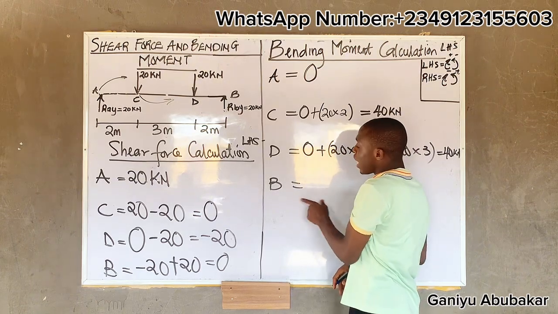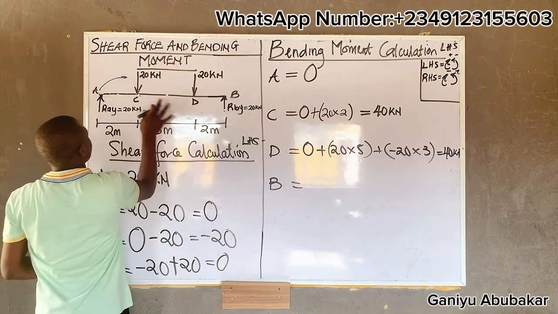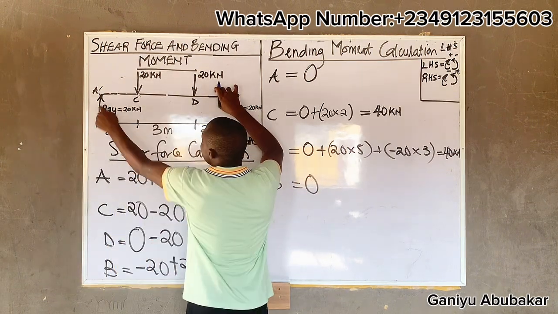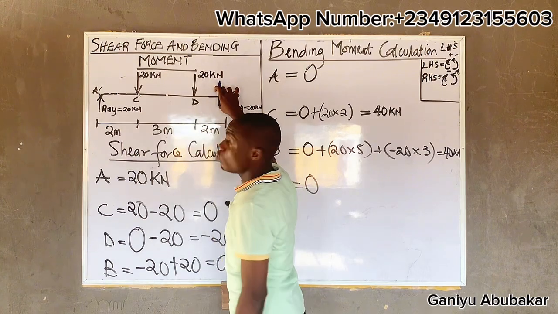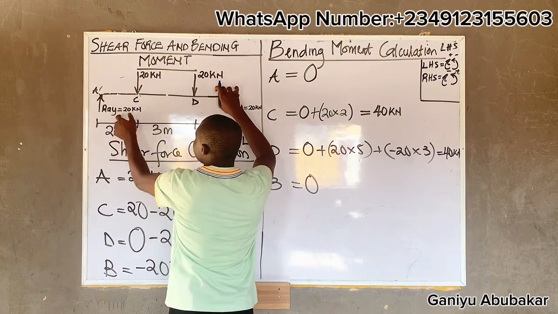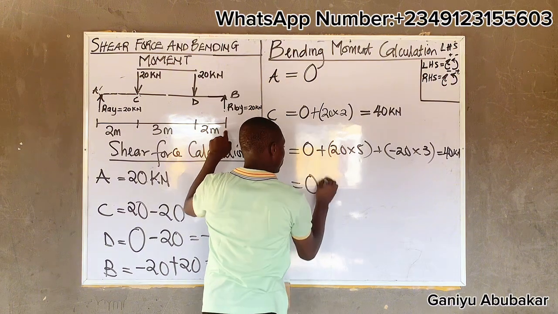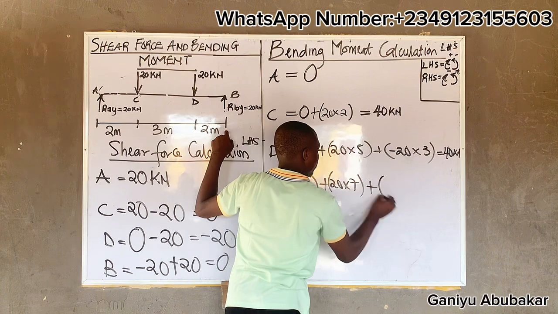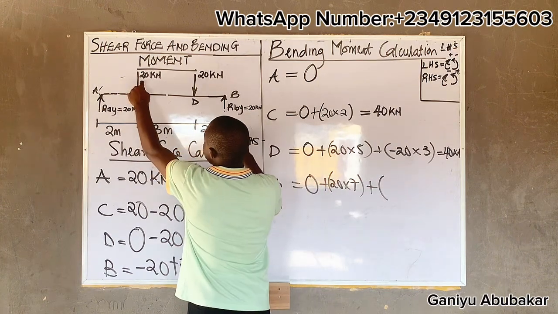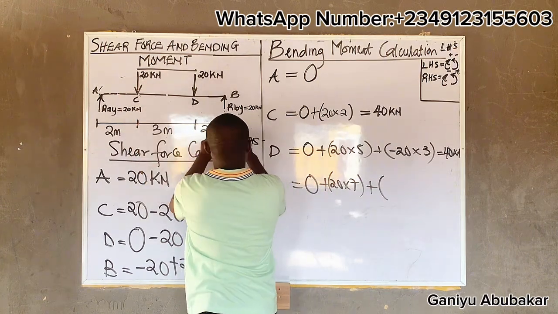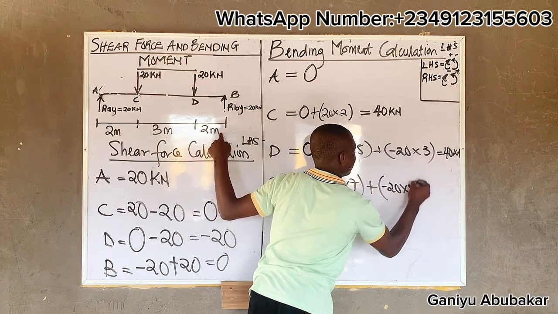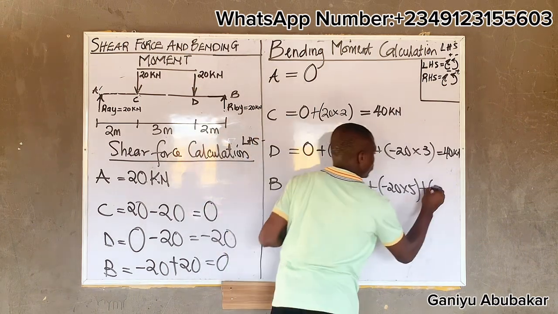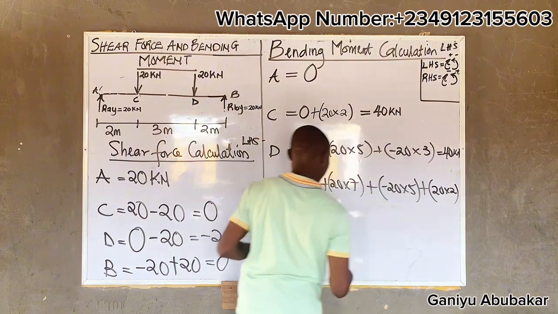Finally, at B, I expect B to be 0. Look at B. B is 0. But by the way, the forces will go to B. If this one goes to B, it's 20 times 7, plus. Then minus 20 times 5, plus 20 times 2. So what do I have here?